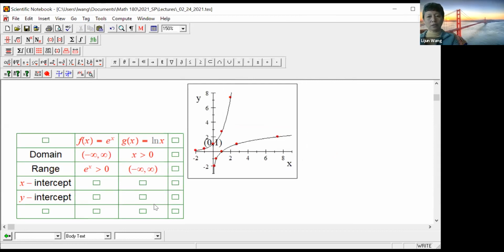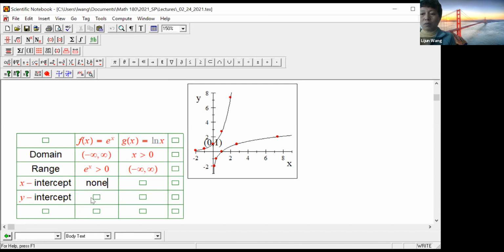Okay, so let's look at the x-intercept. What is the x-intercept for e to the power x? What is it? There is no x-intercept. That's right. There's none, because the curve is always above the x-axis. It will never touch it. Therefore, there's no crossing with the x-axis, right?